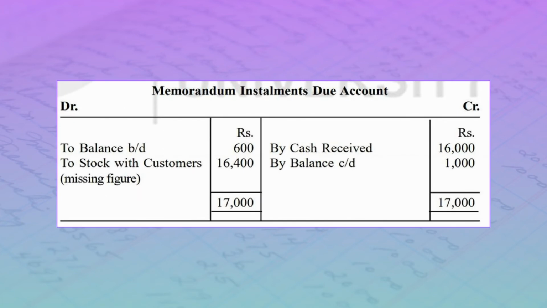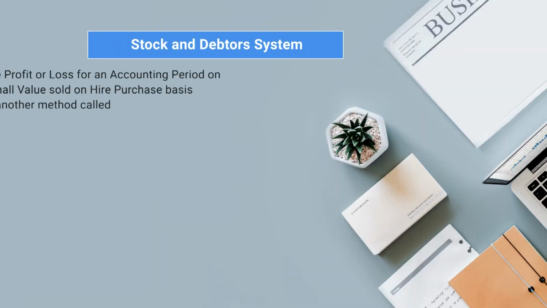So by cash received, it is given in the question, 16,000, and installment due closing amount is given, so total is 17,000. Installment due opening amount is given, 600, and to stock with customer, this is the balancing figure, 16,400. It is given, so 17,000.